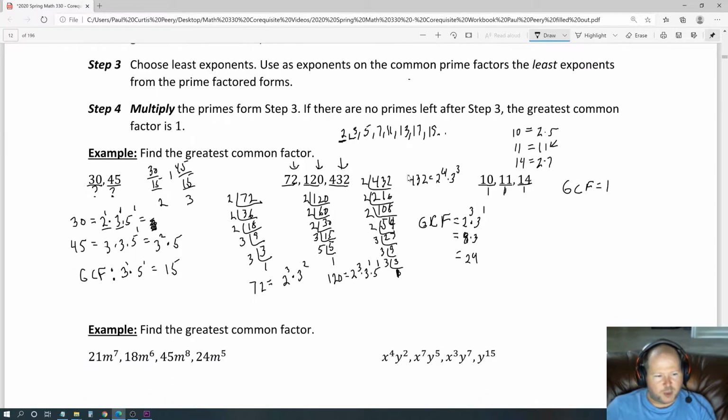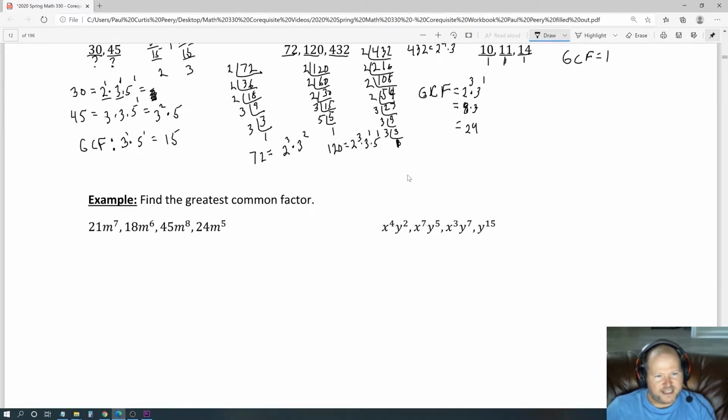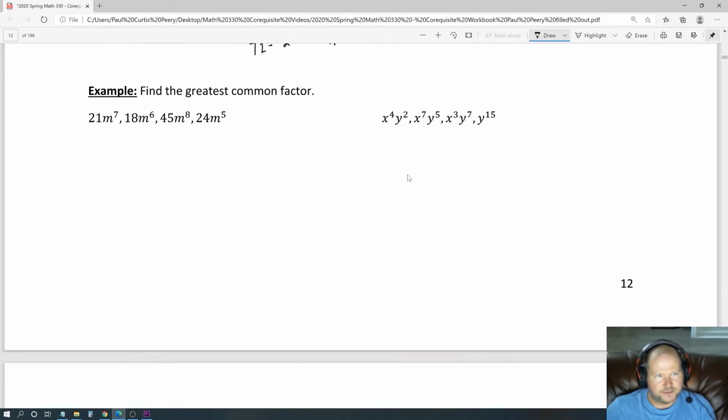Okay, let's move on to the next problem. Example, find the greatest common factor. All right, cool. So we are basically going to do exactly what we did previously, but now we have added variables in here. And this might seem like it makes it much more difficult, but it does not, because the same rules for greatest common factor, as far as each element to the lowest power, also apply to variables. And I'll show you what I mean by that.